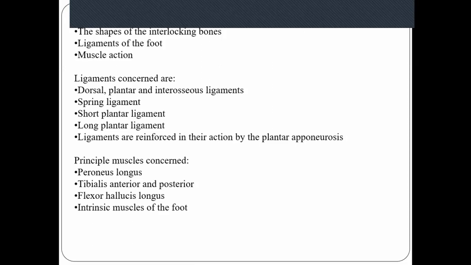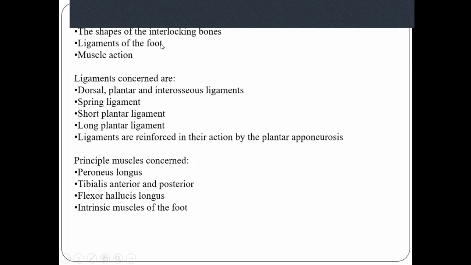So you have to know the basic mechanism of arch support, I mean, of any arch, such as a bridge. So these are the main features that contribute to maintaining the foot arches.